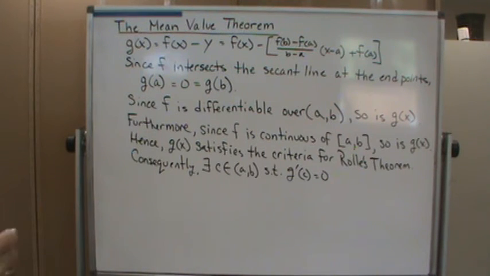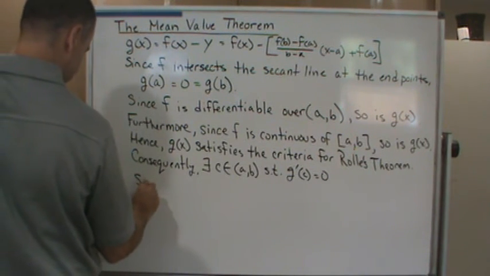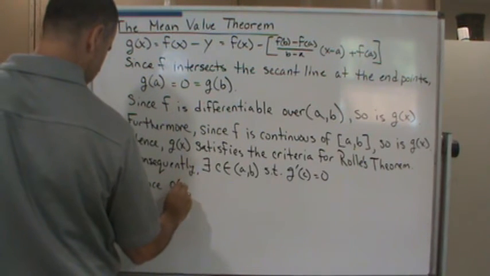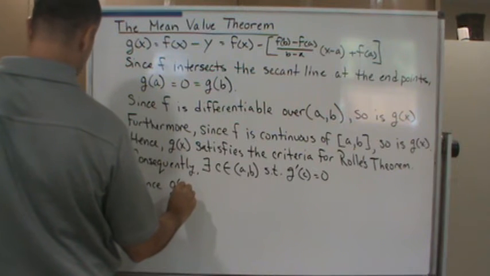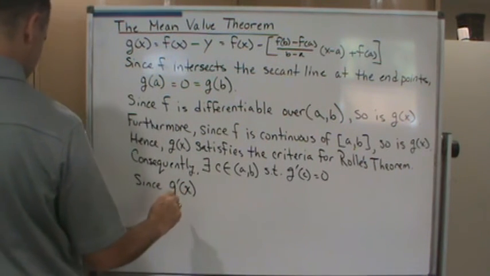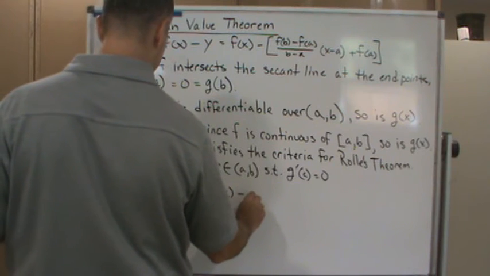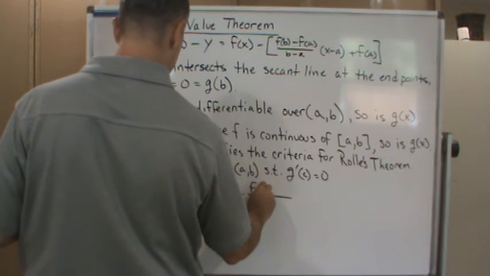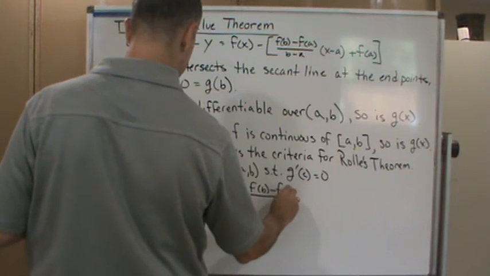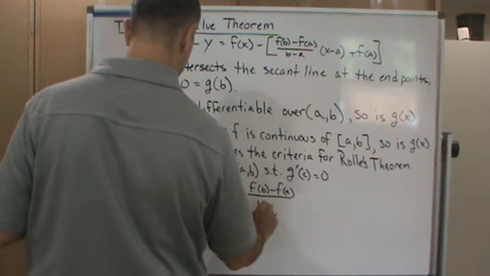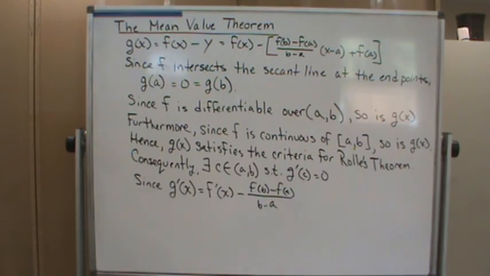Since g prime of x is equal to f prime of x minus (f of b minus f of a) over (b minus a). Okay, now where did that come from?